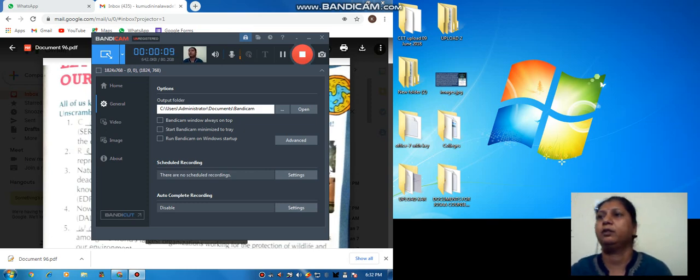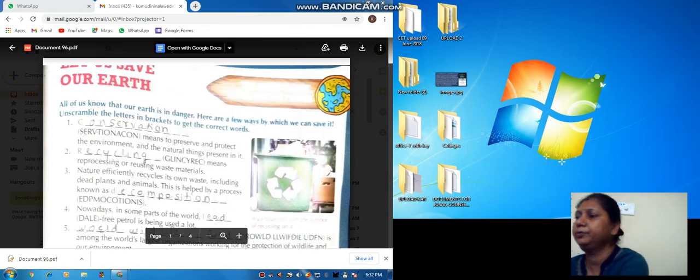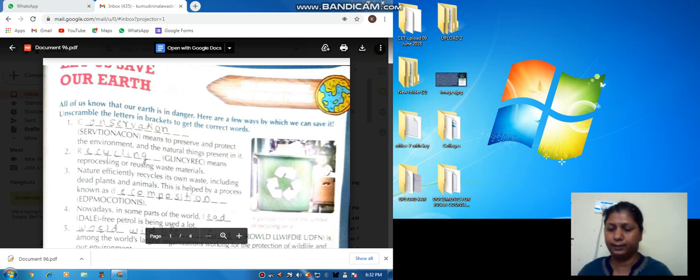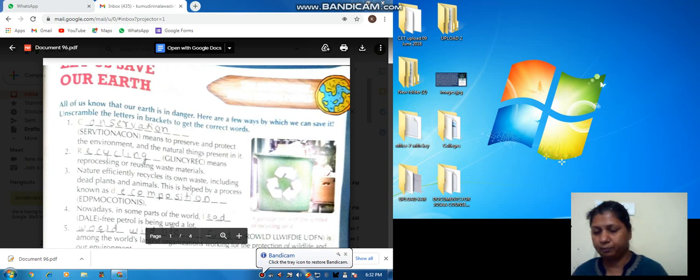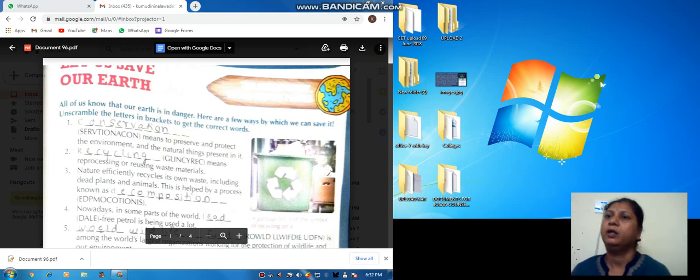Okay, in our previous class, we studied how our earth is in trouble. There are so many reasons: air pollution and global warming. We have already discussed it, that is in the chapter. Our earth is in trouble, right? There we saw how deforestation and industrialization affect our environment, and how many problems we have to face.